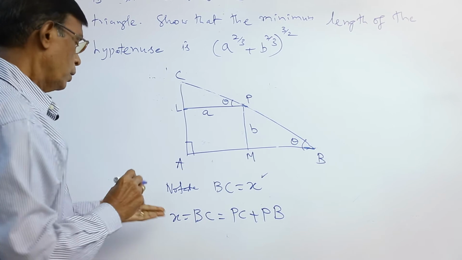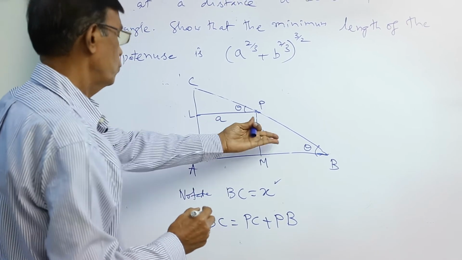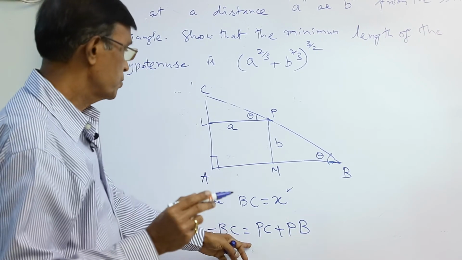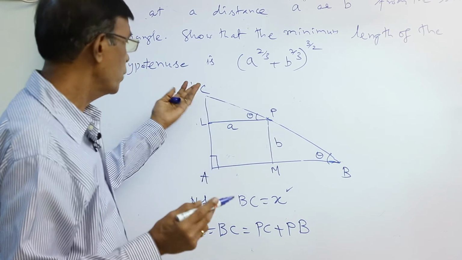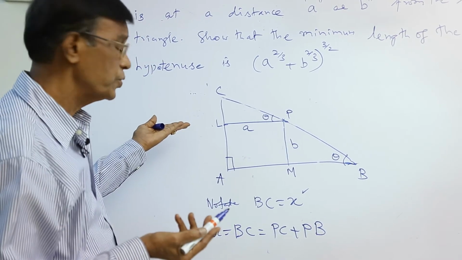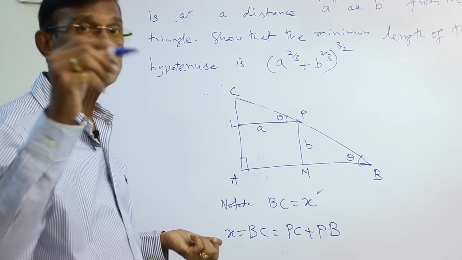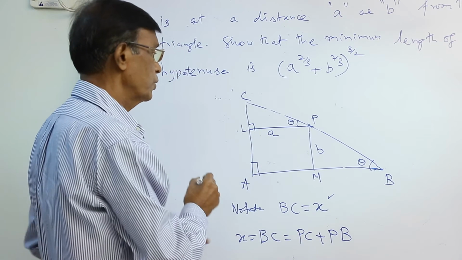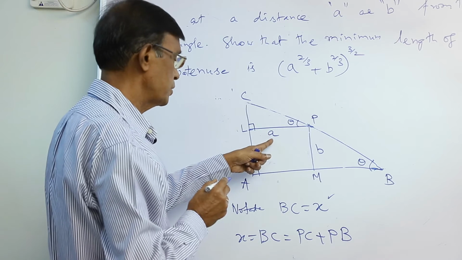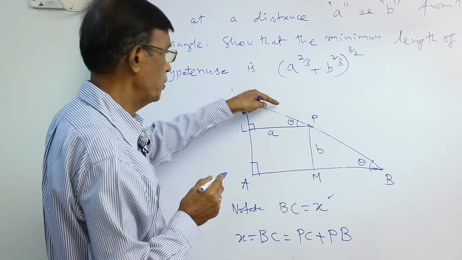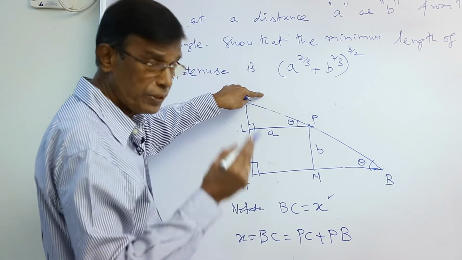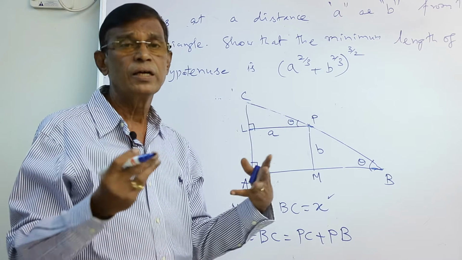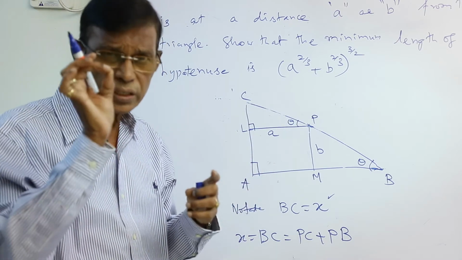Now you should ask them, see PC, how can I get the length of PC? Then they must be able to understand that this is also a right angle triangle. From this right angle triangle, your adjacent side is known. Your hypotenuse is nothing but BC. You explain to them and ask them, get their answers from them. You have to kindle the fire. It will take some time.